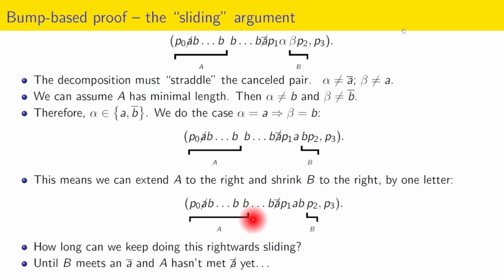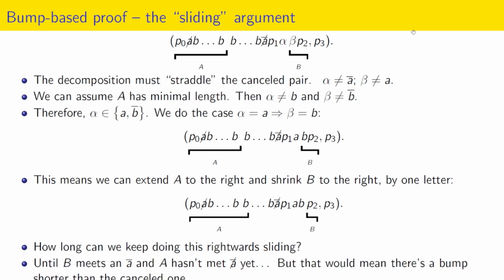And this, the right hand of A hasn't met the cancelled letter yet. If we meet the cancelled letter, then it's easy. We just reinstate the cancelled pair, and we have a decomposition. So the only case we cannot really resolve is when we meet, by moving to the right, conjugate A.